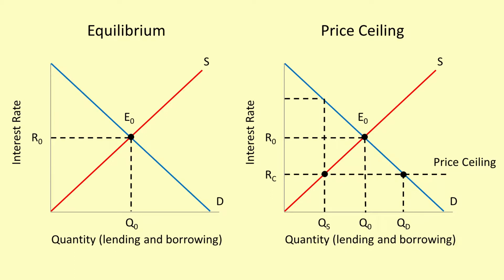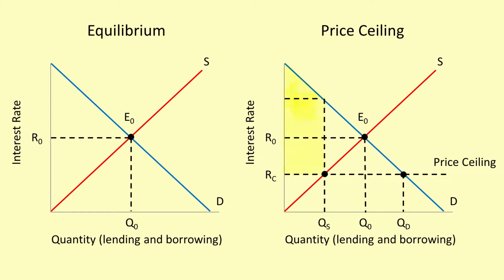In this instance, this could also be called an interest rate ceiling. Notice that the price ceiling is below the equilibrium point E sub 0. The quantity demanded, point QD, now exceeds the quantity supplied, QS. This leads to a shortage in the market.